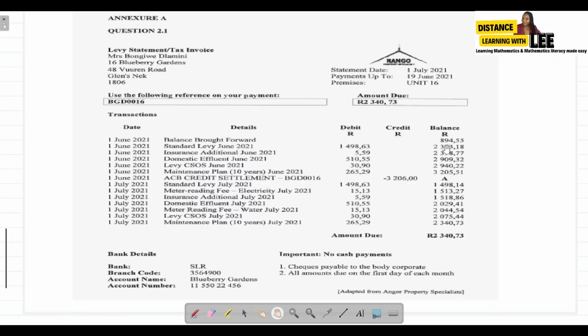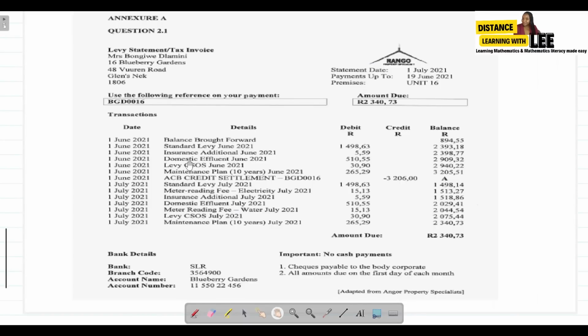The balance brought forward was 894 rand and 55 cents, right? And then there was a standard levy that was billed in her account of R1,498.63, right? And once that was added, we saw that the balance increased from 894 to R2,393.18. Then they added the insurance, which was 5 rand and 59 cents. And then we can see the balance increased there.